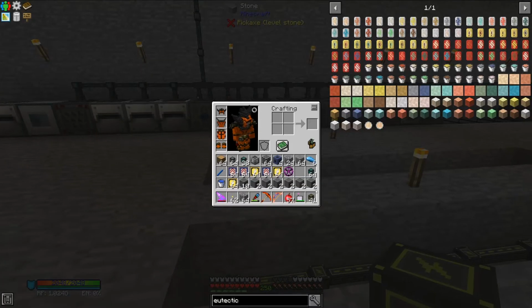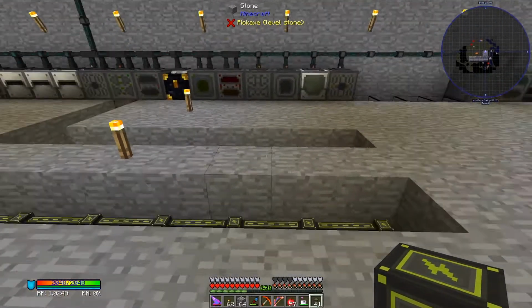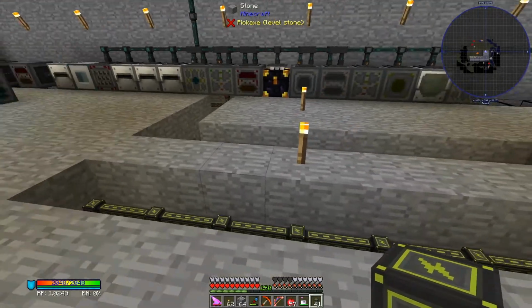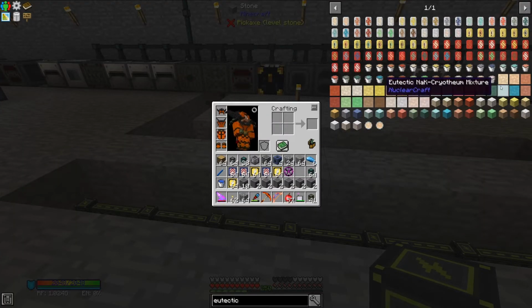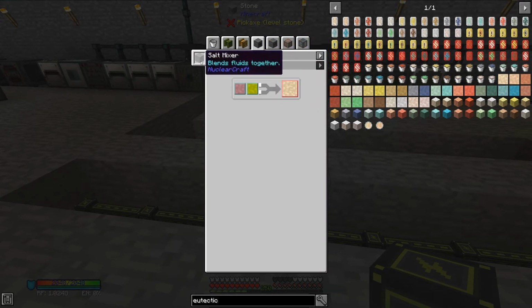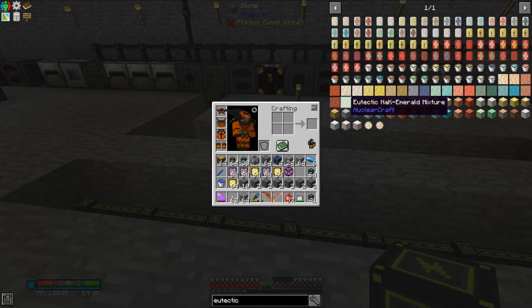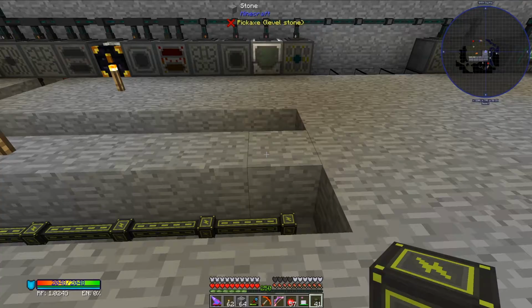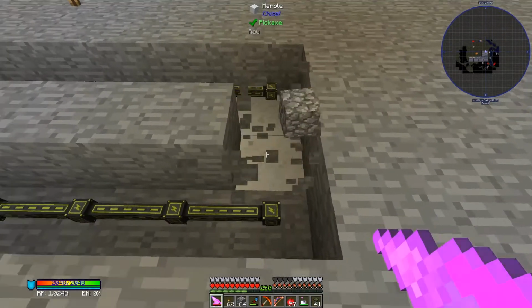So let me take a look here. I have two of each of these machines. So that's 1, 2, 3, 4, 5, 6. Let's call it 7 machines for each process. It might only be 6, to be honest. So let's actually work backwards. The last thing we're going to be using is the salt mixer, and that is a singular machine. So I think what I'm going to do is put the salt mixer right here.